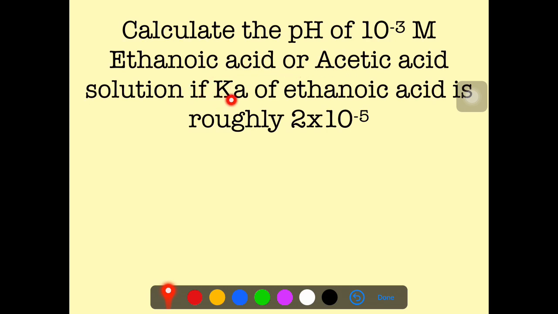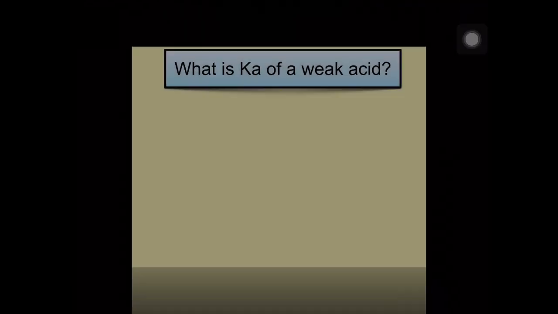Now this numerical is asking us to calculate the pH of 10 raised to minus 3 molar ethanoic acid or acetic acid solution, if Ka, called acid dissociation constant, of ethanoic acid is 2 into 10 raised to minus 5. So before we solve this numerical, let's understand what is Ka or acid dissociation constant of an acid.